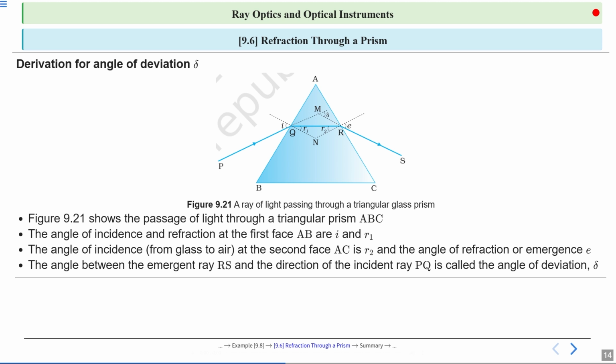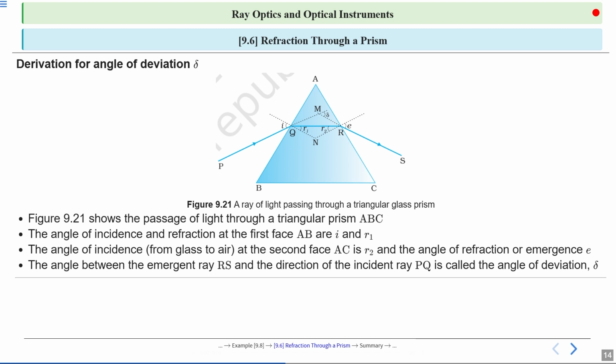Okay, so the angle of deviation is how much the incident light is deviated along its path when it exits the prism. So it is the angle between the incident ray and the emergent ray. That is the angle of deviation delta that we will calculate. We will do the derivation for the angle of deviation delta.